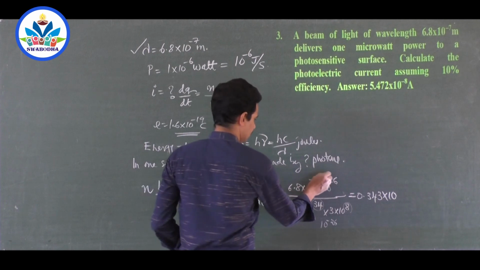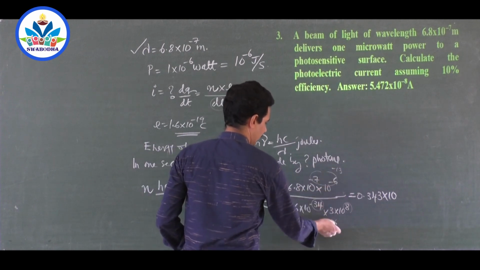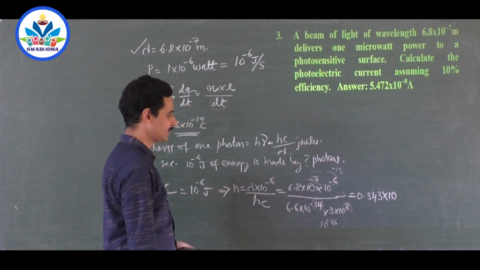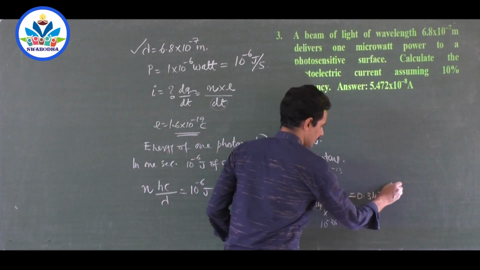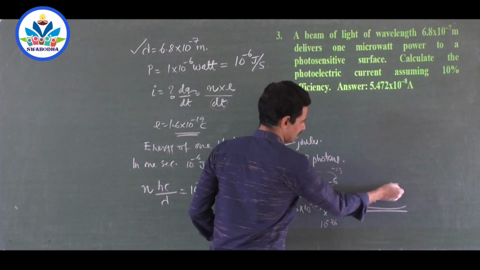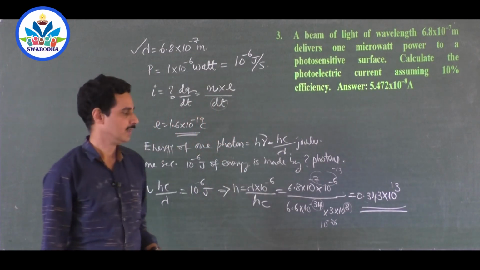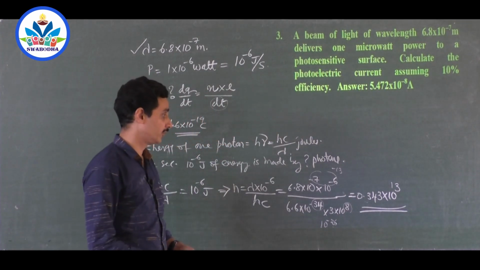What about this one? 10 to the power minus 13. When I bring it here, plus 26 minus 13, 10 to the power 13. It is a whole number now. Even though this is a fraction, we have 10 to the power plus. So many number of photons.